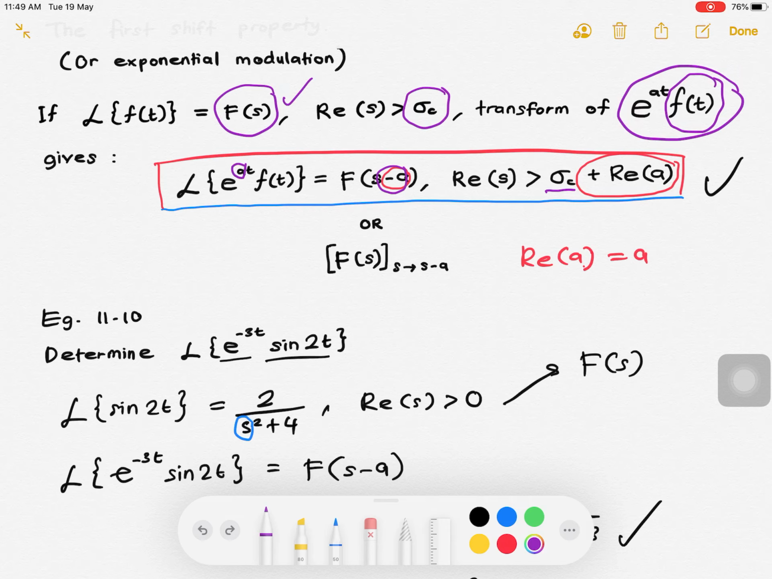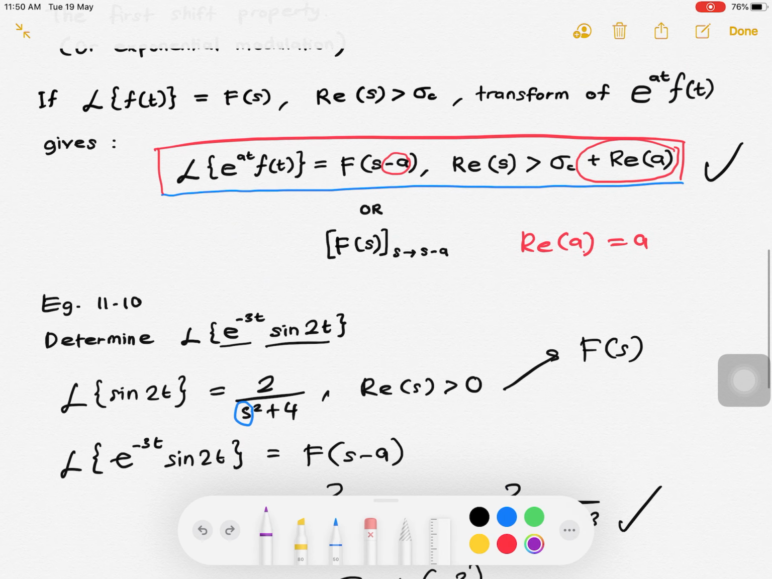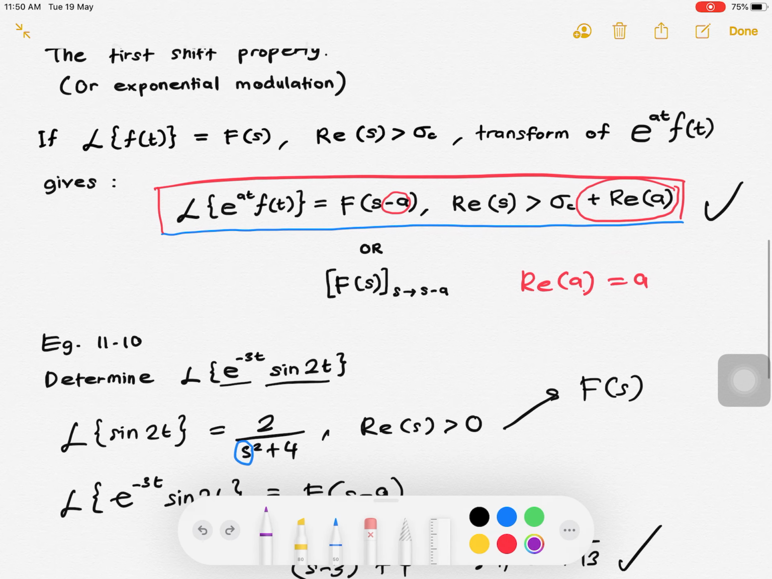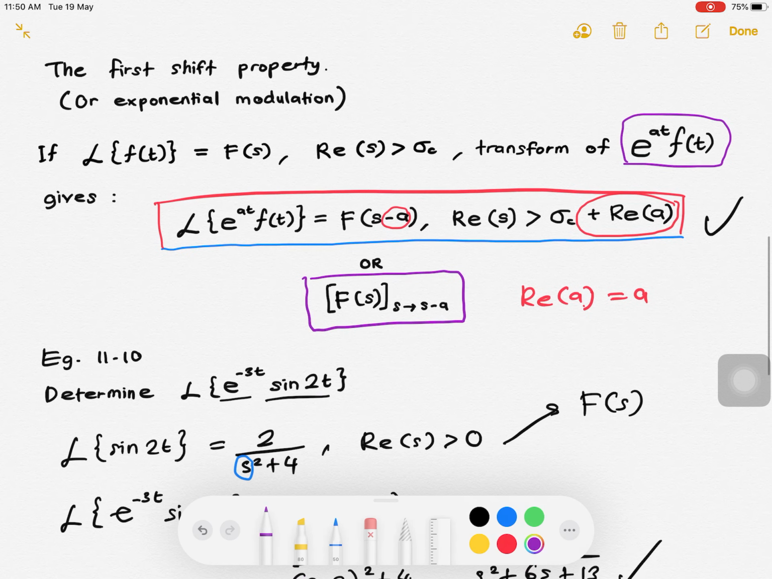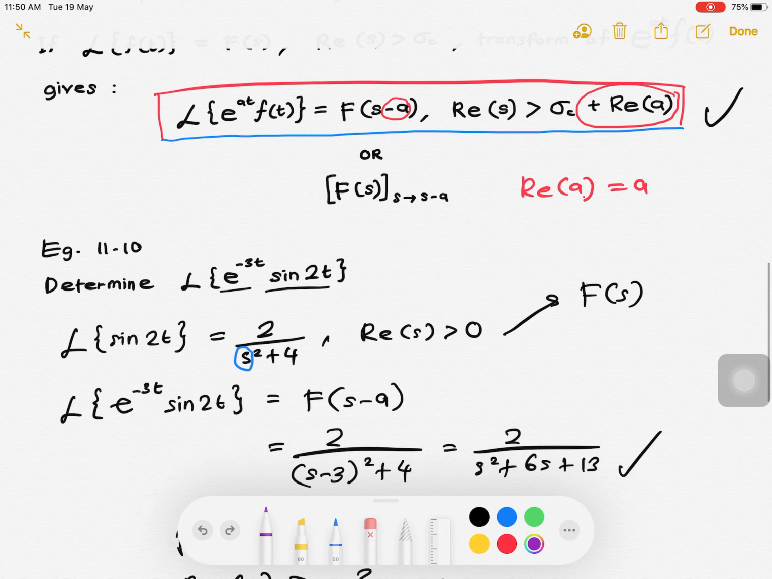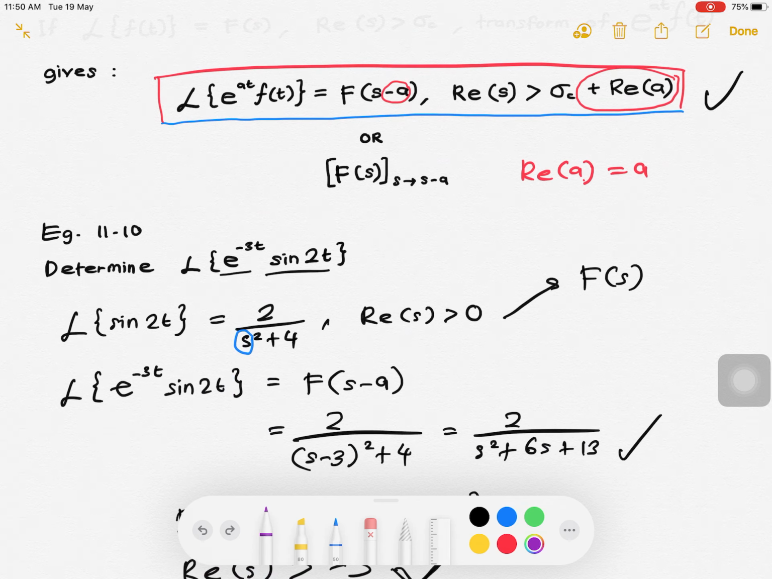Now we go to example 11.10. Before that, this is another form that we can use to describe whenever there is exponential, this kind of equation. The Laplace transform of exponential multiplication. So we want to determine this exponential equation multiplied with sine 2t.